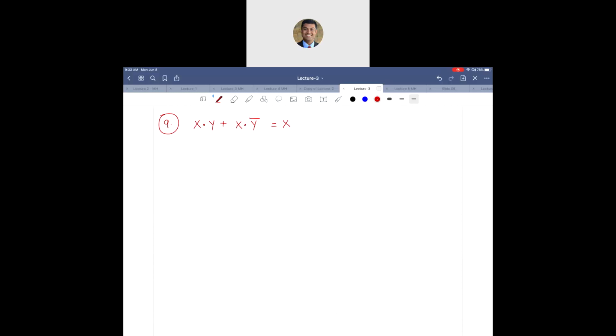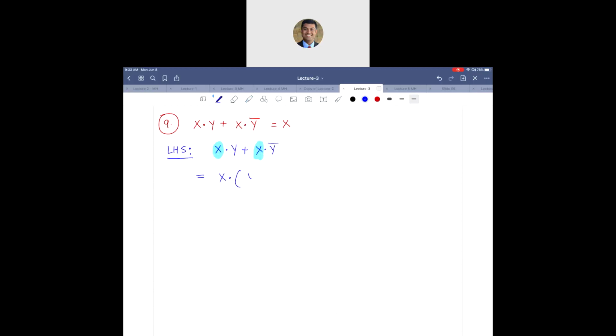So X and Y or X and Y complement is X, right? So again, in this case, it is easier for me to start with the left-hand side and then simplify or manipulate to go to the right-hand side. So I'll do that. Left-hand side is simply X and Y or X and Y complement. I observe that there is an X which is common to the two terms. So I can pull that out. I'm left with Y or Y complement, which is 1, which is the right hand side. So I have used a few properties over here to do this.